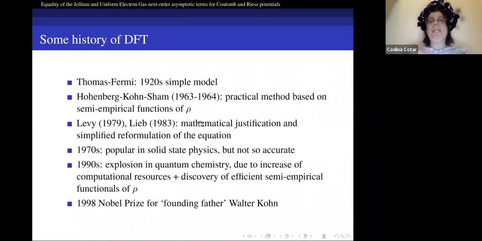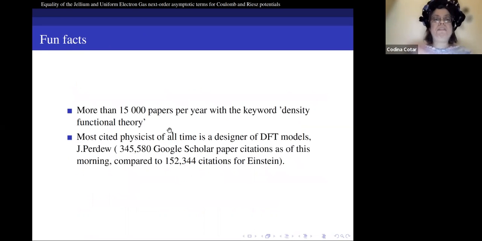If you Google semi-empirical functions of rho, you will end up with many such functions, some of which depend on lots of terms of rho. I will give you two very simple ones in a bit, but there are many of them, and some of them have many terms. As a fun fact, there are more than 15,000 papers per year which use the keyword density functional theory. And my favorite fun fact is that the most cited physicist of all time is actually not Albert Einstein, but a designer of DFT models, John Perdew. And he has almost 3 times as many citations as Einstein as of this morning.